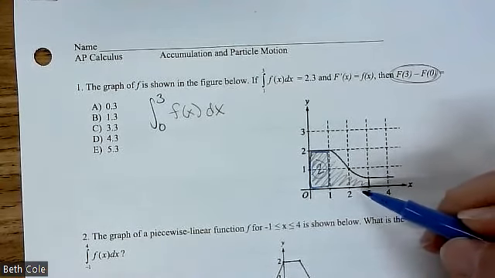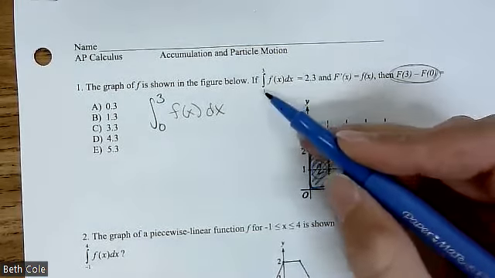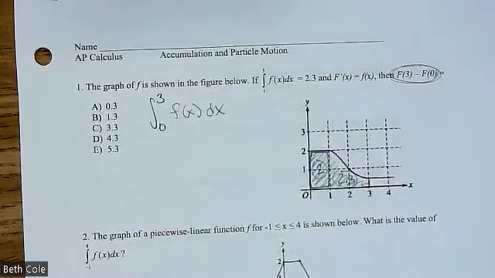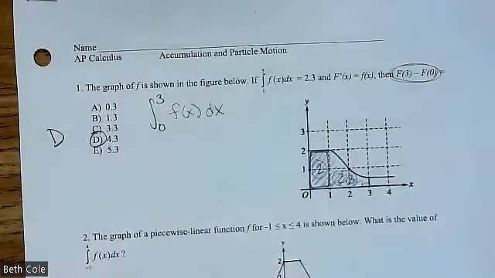From 1 to 3, they said was worth how much? 2.3. Did you guys see that? Accumulation from 1 to 3 is worth 2.3. Bless you. So what's the total? 4.3. D. Bless you.